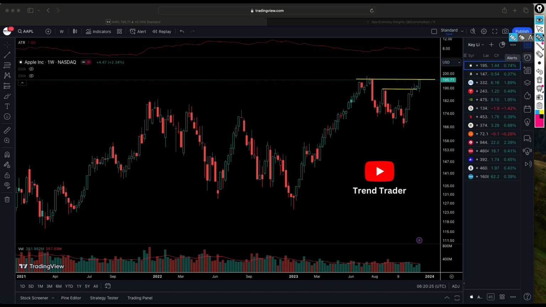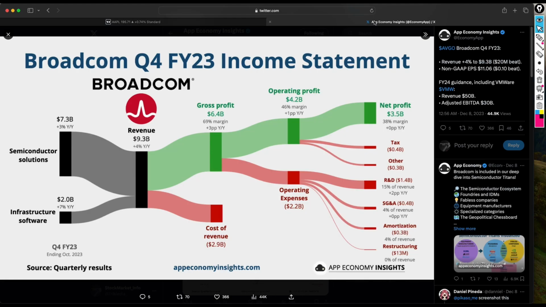And then lastly, the other stock that we want to look at, but before we look at that stock, we're just going to look at the financial breakdown, because they recently reported their quarterly earnings result. That company is Broadcom. It's a tech company in the semiconductor business. You can see the breakdown; you can follow this account on Twitter, App Economy Insight. Then you can see these nice images, but this is just the income statement. They broke it down into this nice image, and we find it useful.